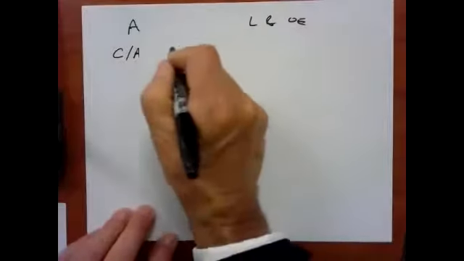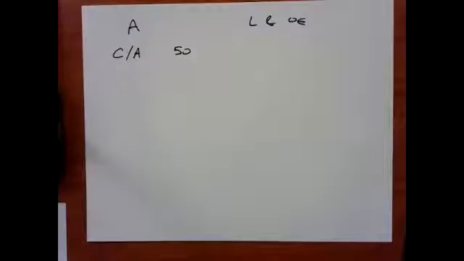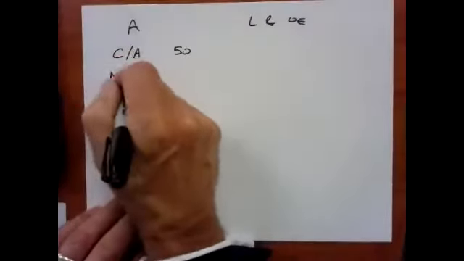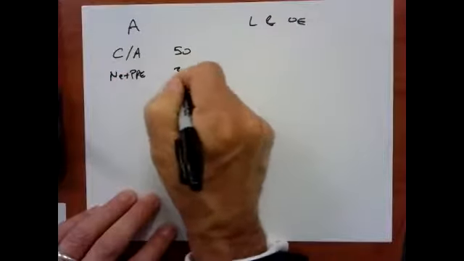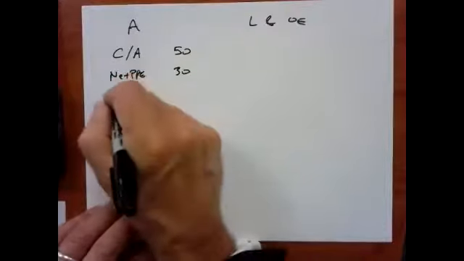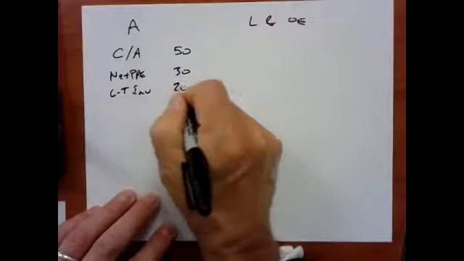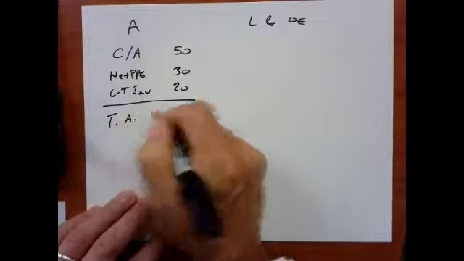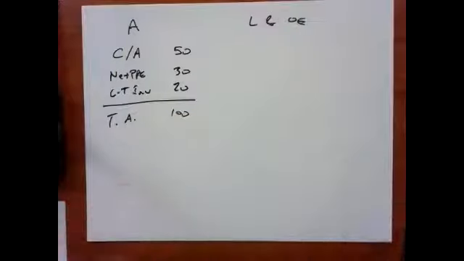So let's imagine our imaginary firm has $50,000 in current assets. Then it's going to have its long-term assets. So those would be things like net PPE. Let's assume they have, say, 30 net PPE, and then they have long-term investments of, say, 20. We total that up, total assets, 50 plus 30 plus 20 is 100, okay?